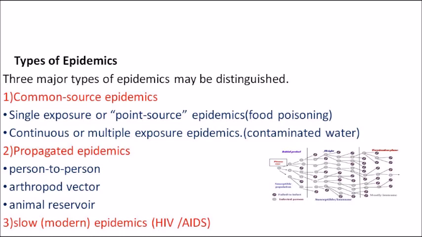See that picture, okay? From one source, it is going like a chain reaction, and it will form a cluster, and from there again it will spread. Okay, that is the best example of a propagated epidemic: person to person, arthropod vector, and animal reservoir.